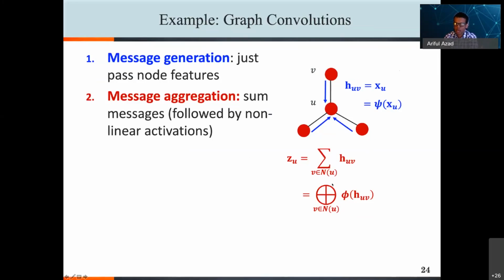And then after we generate the messages, the message aggregation is simply summing them up and then applying a nonlinear function. I'm not discussing that, but the graph convolution network is very easy: passing information from neighbors on the edges and then summing them up. So it falls into the pattern that I discussed before, message generation and then message aggregation.